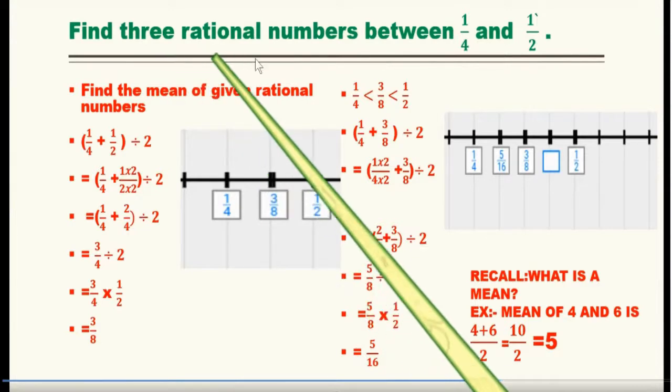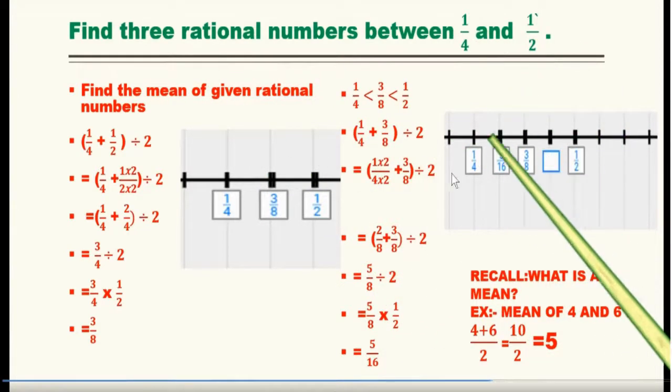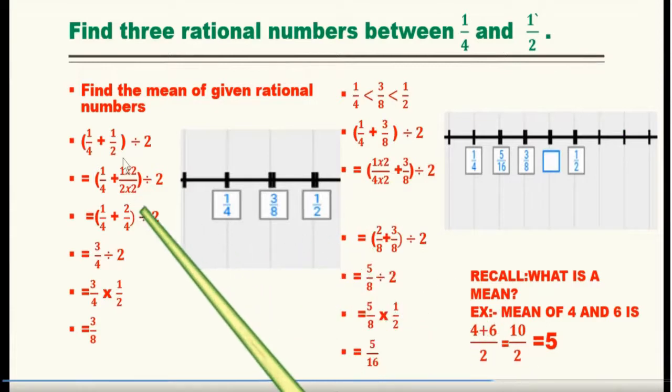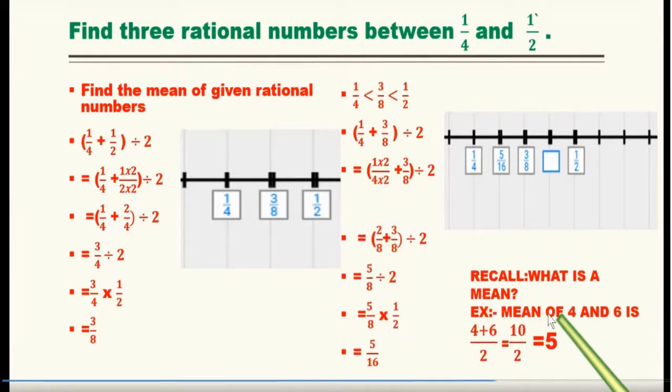Now let us find three rational numbers between 1 by 4 and 1 by 2. For that we have to find the mean of these two rational numbers. Now let us recall. What is the mean?